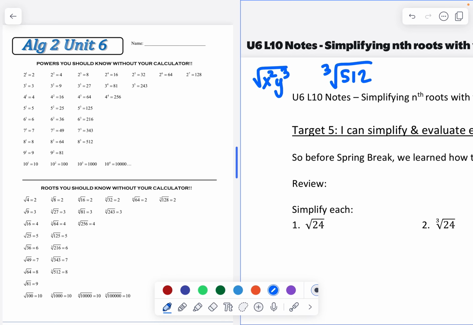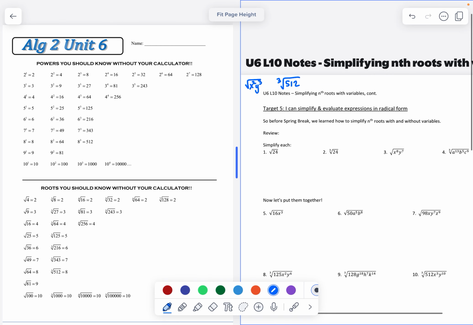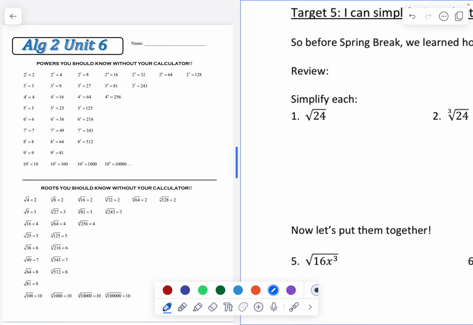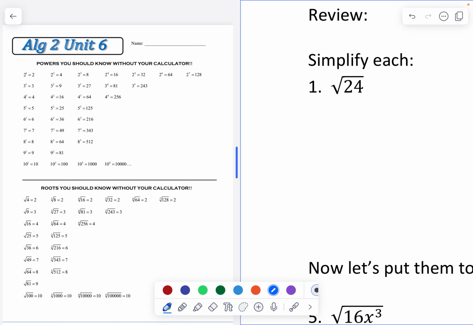So you got your green sheets. I have mine split screened. So we're going to put those two things together right now. Up at the top, 1 through 4, those are just quick review questions. So those two things I just talked about. So like simplifying the square root of 24.